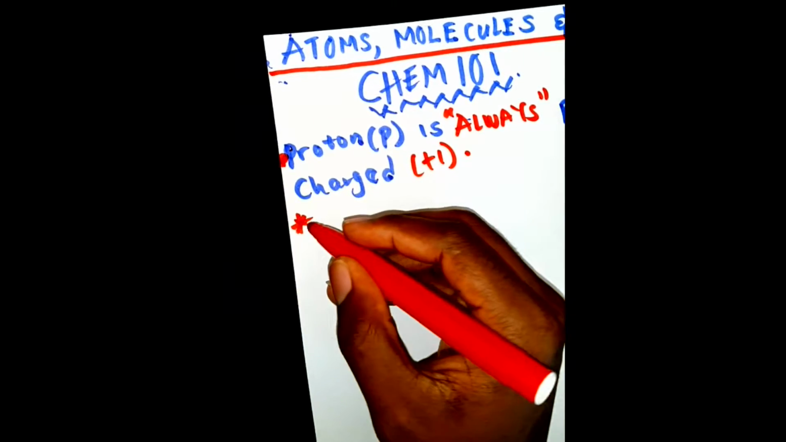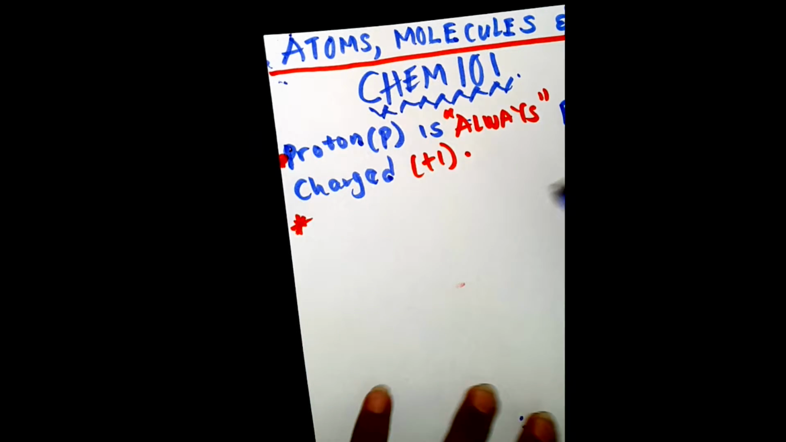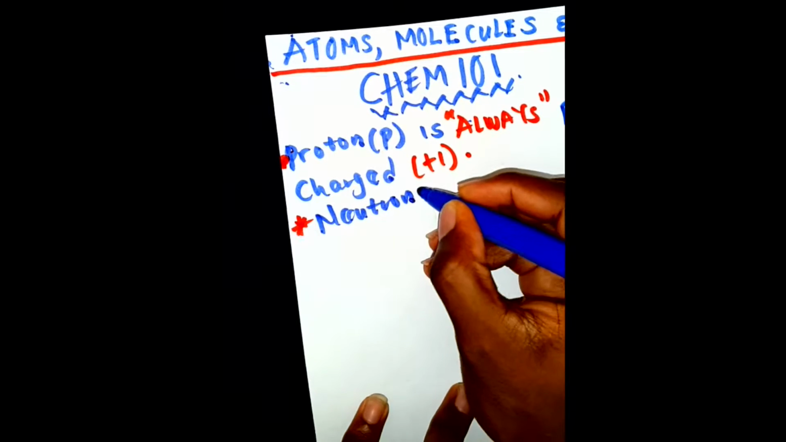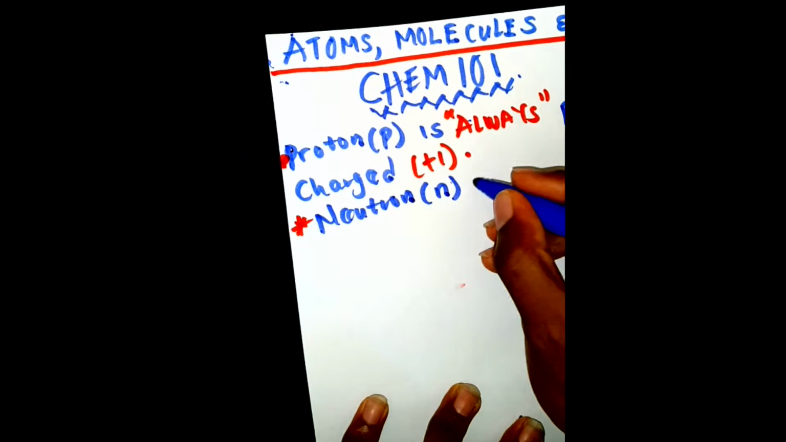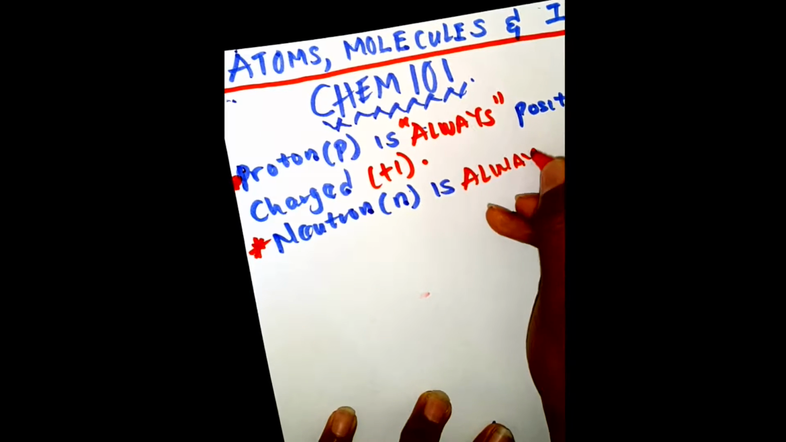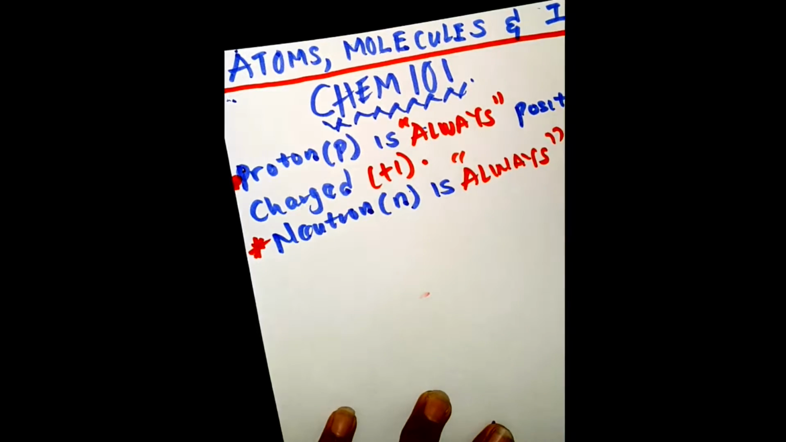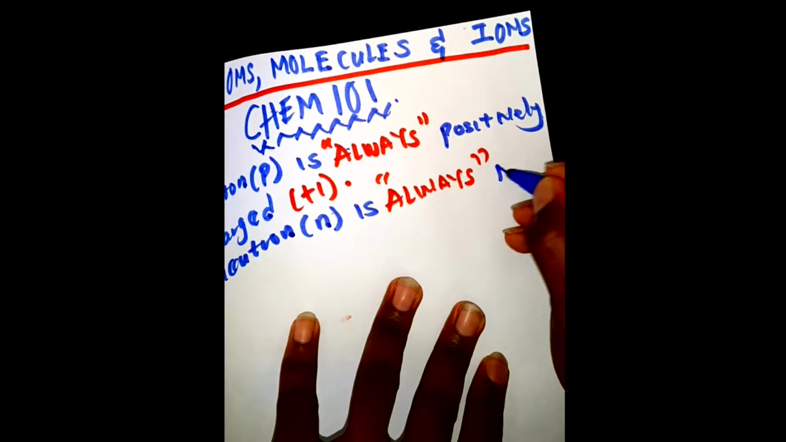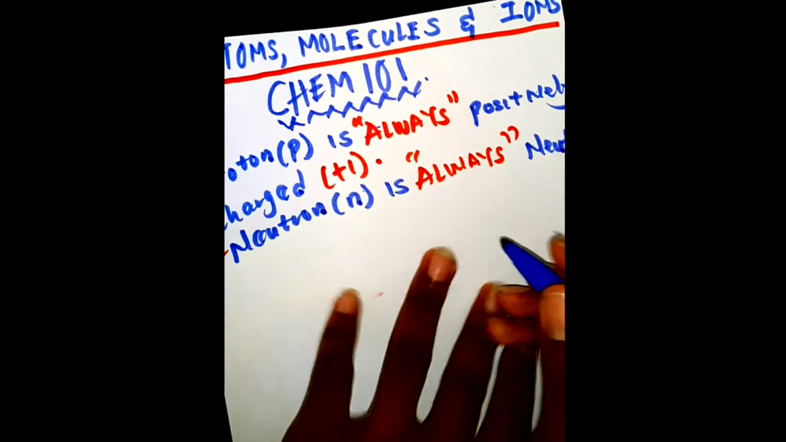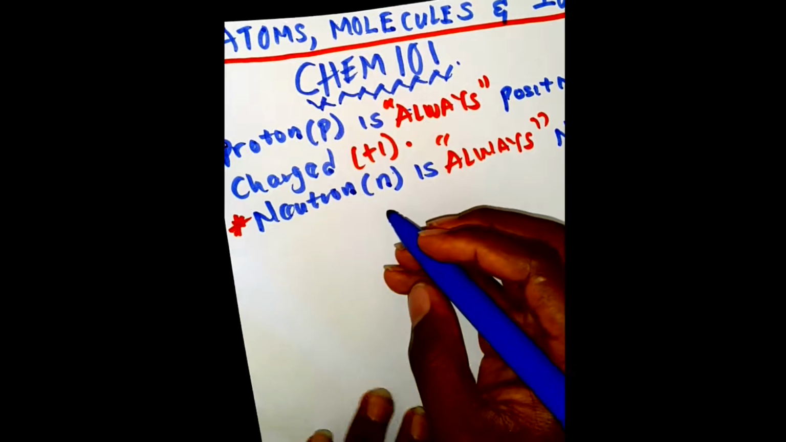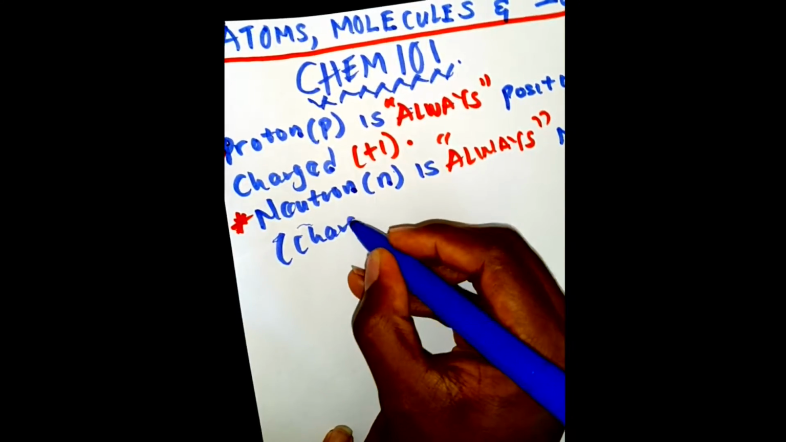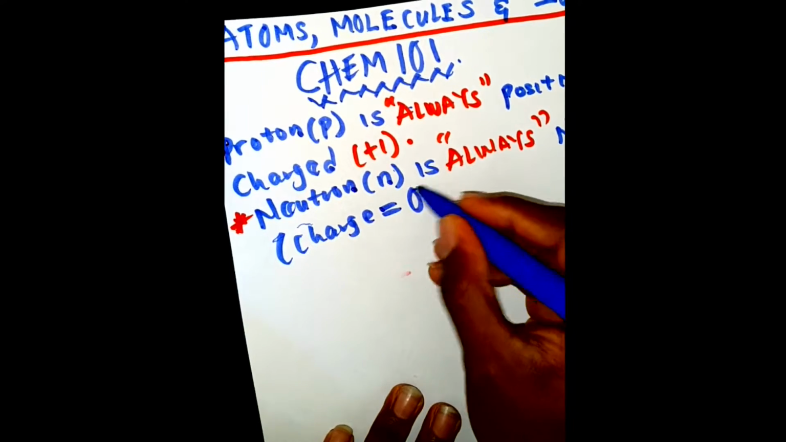Then we also have neutron. Neutron, which is N, is always neutral. It's always neutral. That means the charge is always equal to 0.